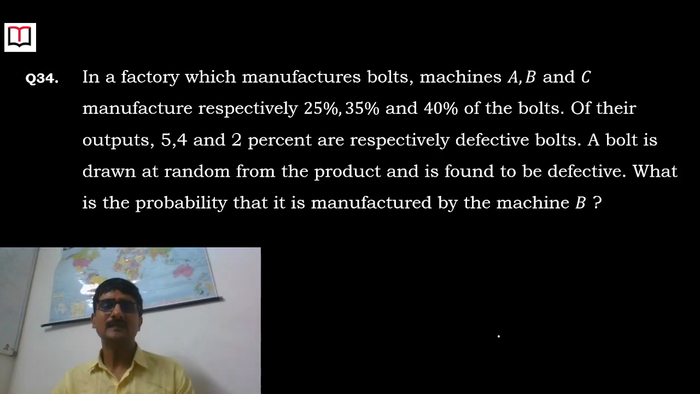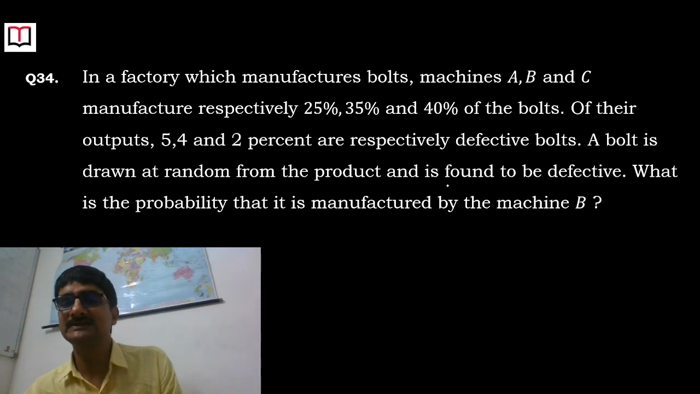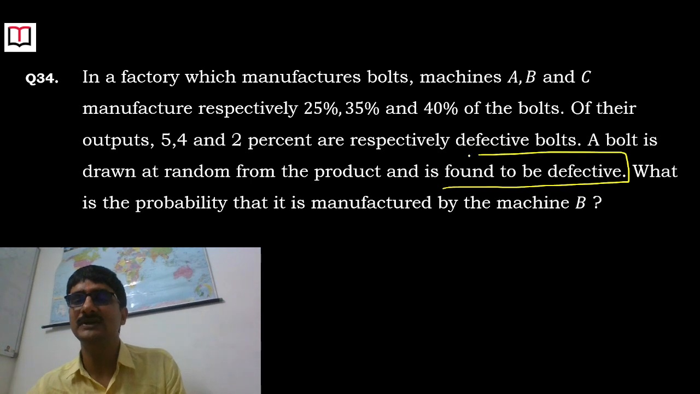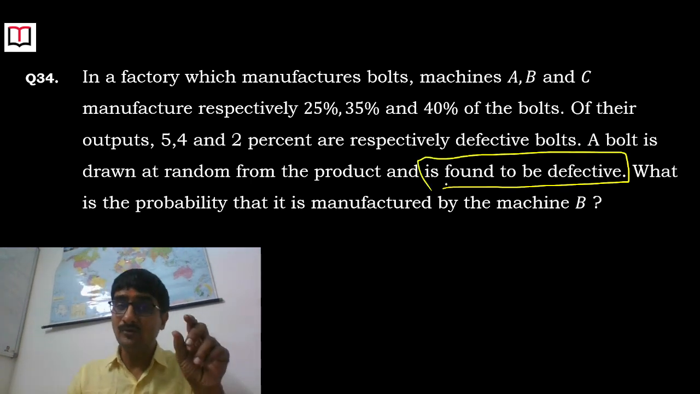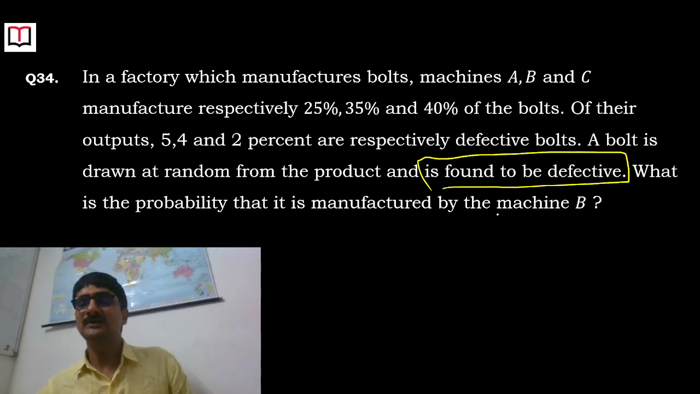Okay, in a factory which manufactures bolts, machines A, B, C produce 25, 35, 40% of the output, of which 5, 4, 2% respectively are defective. A bolt is randomly drawn and found to be defective. See, it's a direct question of Bayes theorem. What is the probability that it was manufactured by machine B?